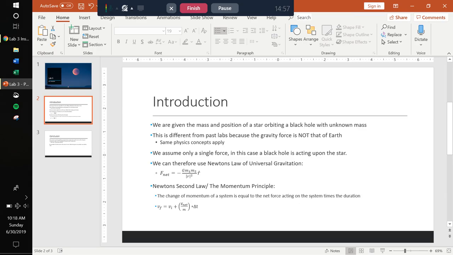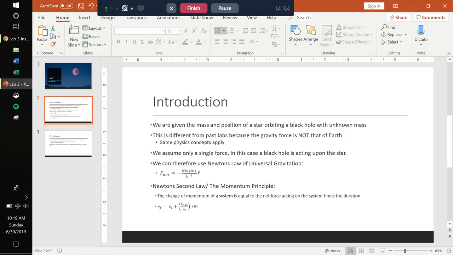So for this lab, we were given the mass and position of a star orbiting a black hole with an unknown mass, and we were asked to find the mass of this black hole. This is different from past labs because the gravity force is not that of the Earth, but the same physics concepts apply. So in this case, we can assume only a single force, in that the black hole is the only force acting upon the star.